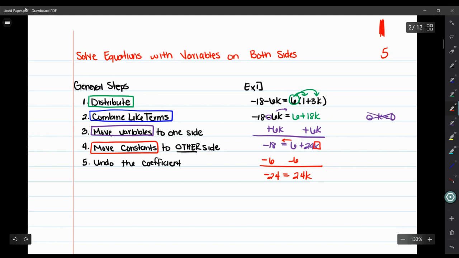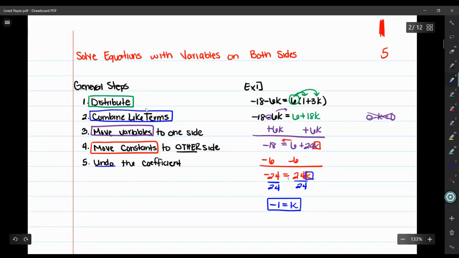And last but not least, we have to undo the coefficient. I will do it in blue again. We're going to undo the coefficient. So how do I get rid of the 24? We're going to divide by 24. So negative 24 divided by 24 is negative 1. And then again, 24 divided by 24 is a 1. And 1 times k is still k. So there's our solution to our first example.